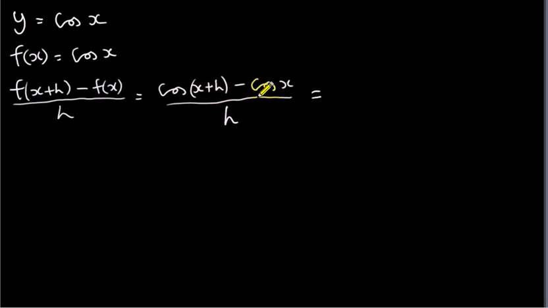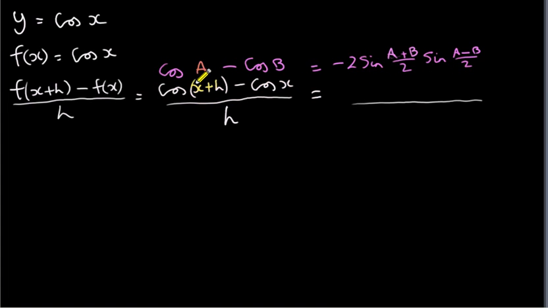So we need an identity for cos of x plus h minus cos of x. If you go to your tables, you'll see an identity of the form cos A minus cos B. So here's the identity. You can see that A is x plus h and B is x. So we have minus 2 sine A plus B divided by 2. So that's x plus h plus x divided by 2. Well, x plus h plus x is 2x plus h. We divide by 2, and then we multiply by the sine of A minus B over 2. So that's x plus h minus x. That's just h over 2. And we divide by h.